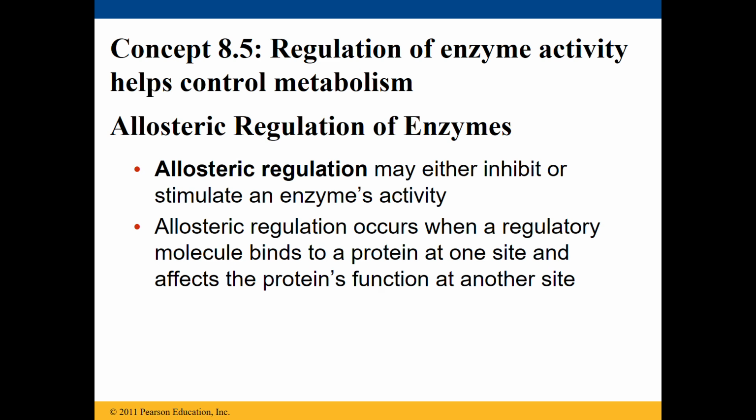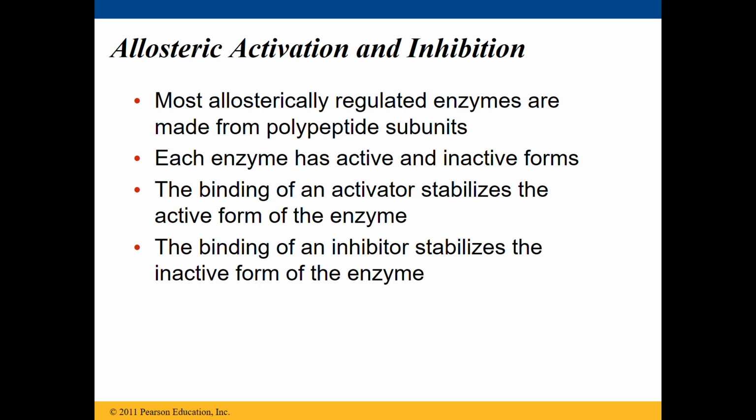So allosteric regulation occurs when a regulatory molecule binds to a protein at one site and then affects the protein's function at another site. This is similar to non-competitive inhibition, except that it also could be activation, right? Most allosterically regulated enzymes are made from polypeptide subunits, which means most of them have a quaternary structure. Each enzyme has an active and an inactive form, and the binding of the activator can stabilize the active form. The binding of an inhibitor will stabilize the inactive form.